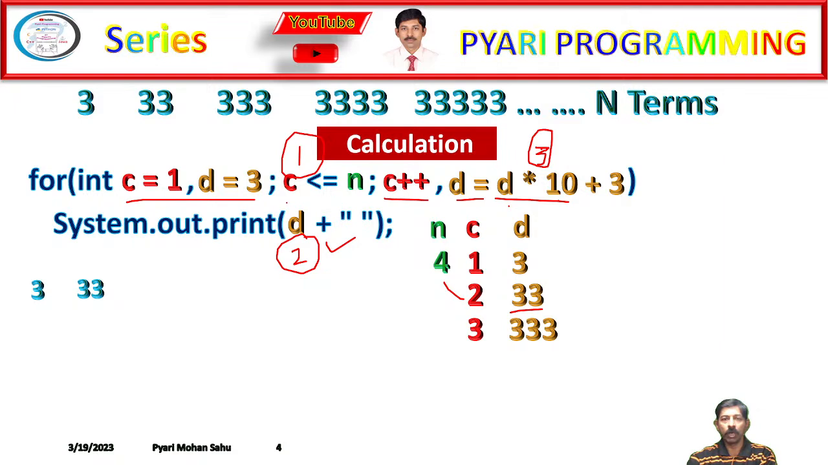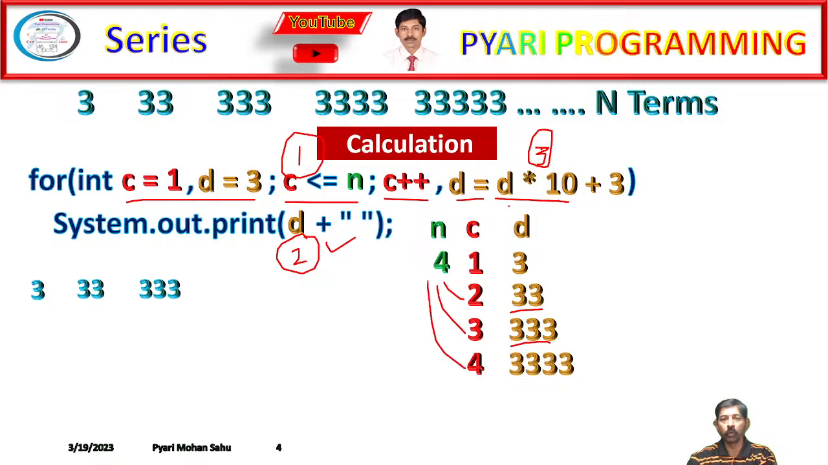Now after that I will come to the condition part. C is less than or equal to n. C is 3, so 3 is less than or equal to 4. True. Then I will display D. D is 333, so I will display 333. After that the updation: C++ makes it 4. Now D updation: 333 into 10 is 3330, plus 3, that is 3333.